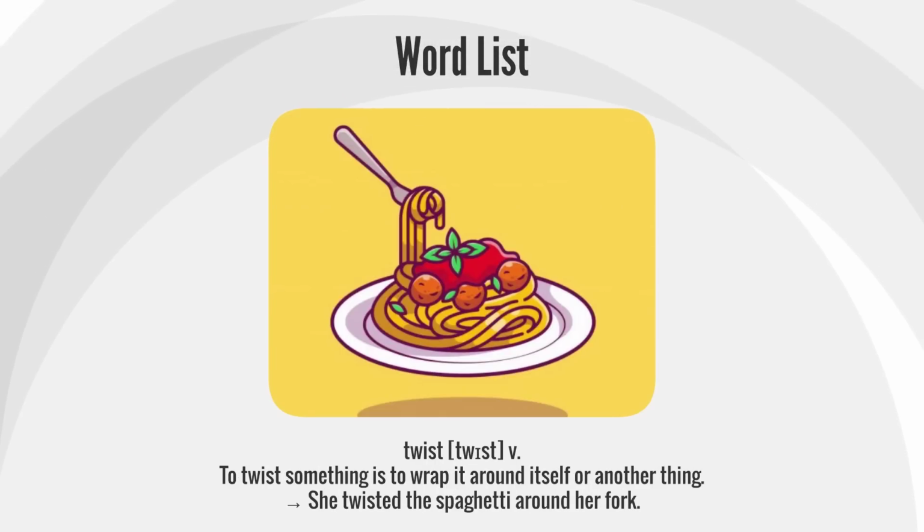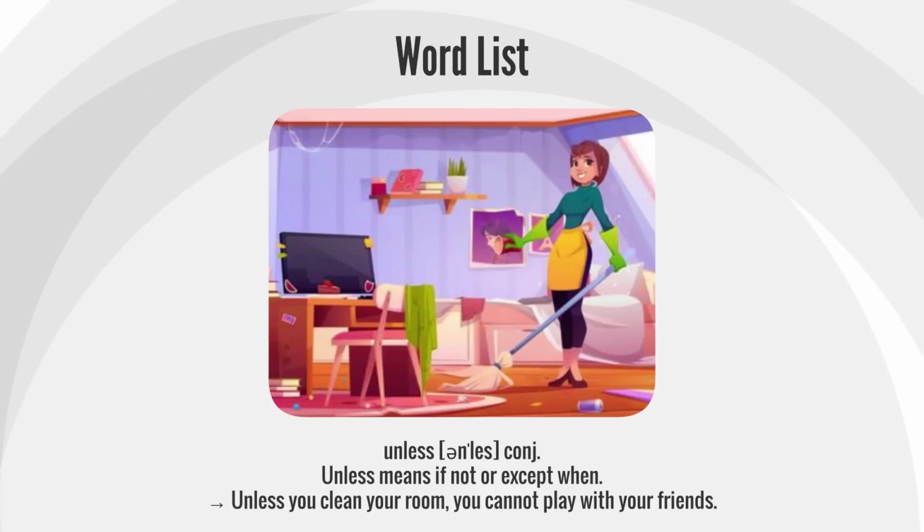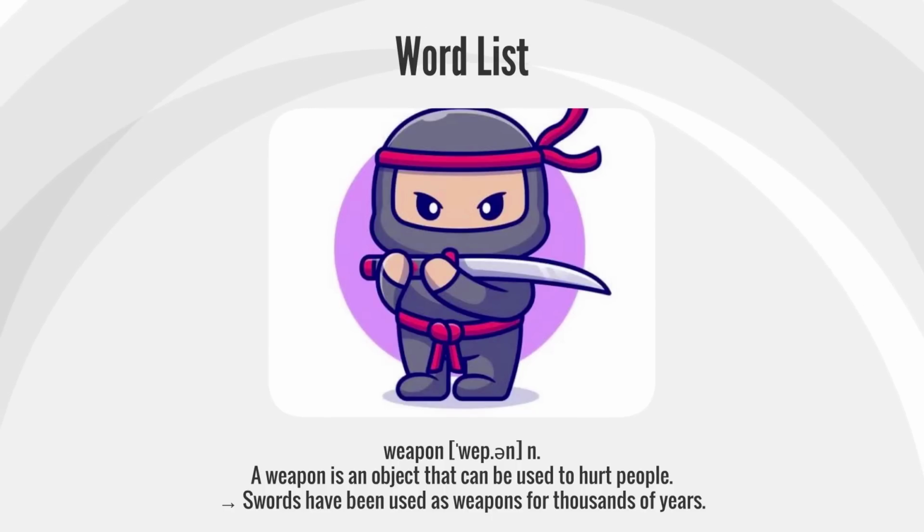Twist. To twist something is to wrap it around itself or another thing. She twisted the spaghetti around her fork. Unless. Unless means if not or except when. Unless you clean your room, you cannot play with your friends. Weapon. A weapon is an object that can be used to hurt people. Swords have been used as weapons for thousands of years.